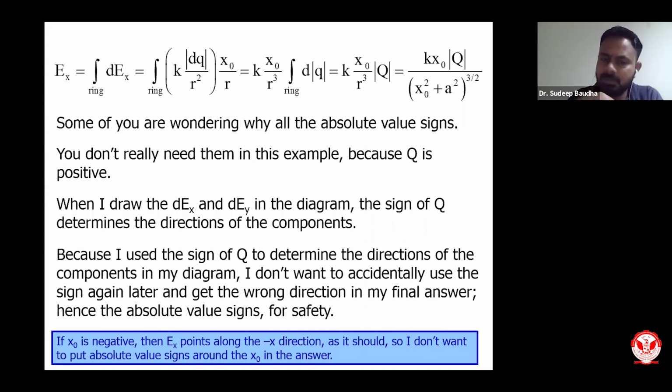So because I use the sign of Q to determine the direction of the components in the diagram, I don't want to accidentally use the sign again later and get the wrong direction in my final answer. Hence the absolute value sign is used for safety. So I recommend that whenever you do the calculations, you always use this absolute sign, so that you don't mix up your answers. Sometimes you get mixed up with your answer in terms of negative and positive charges.